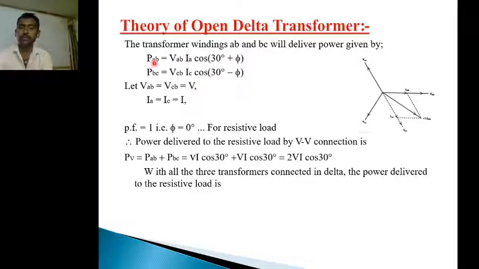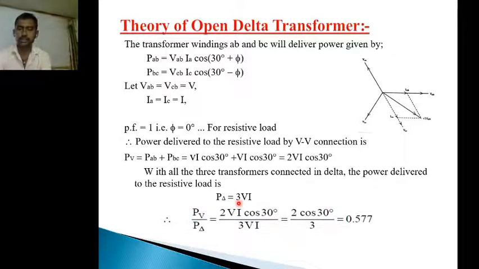What is the power developed in the open delta configuration? The sum of PAB and PBC. So the power delivered to the resistive load is P open delta equals PAB plus PBC, which equals VI cos 30 plus VI cos 30, that equals 2 VI cos 30. With all three transformers connected, what is the power? 3 VI. What is the ratio between the power developed by the open delta configuration and the delta-delta configuration? The open delta power is 2 VI cos 30, and the delta-delta power is 3 into VI.